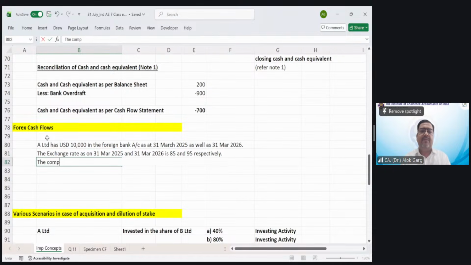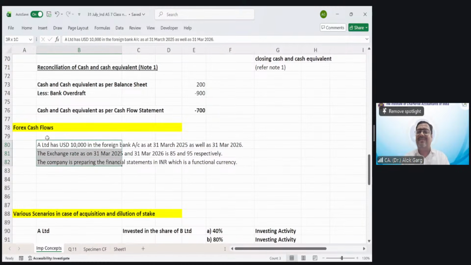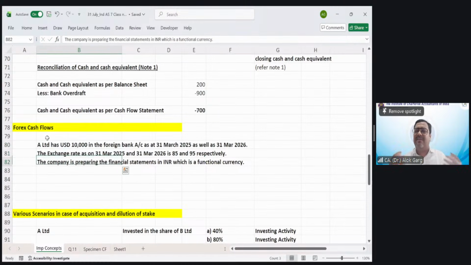The company is preparing the financial statement in INR, which is the functional currency of the entity. What is a functional currency? Leave it, don't think about it now. We'll discuss what functional currency is when we discuss Ind AS 21. For the time being, it is the main currency, the currency in which the transactions are entered, recorded, and reported.